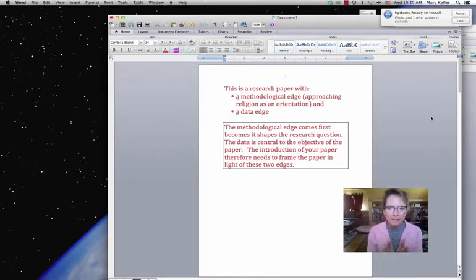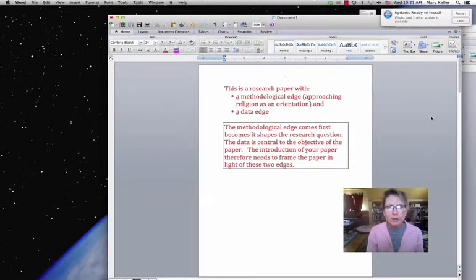Some advice, some last bits of instruction for writing a 15-page paper. This is a research paper with a methodological edge, and that is that we're approaching religion as an orientation, and a data edge. Mind these texts that we have read so that you can present evidence that will inform your reader about African American religious culture.